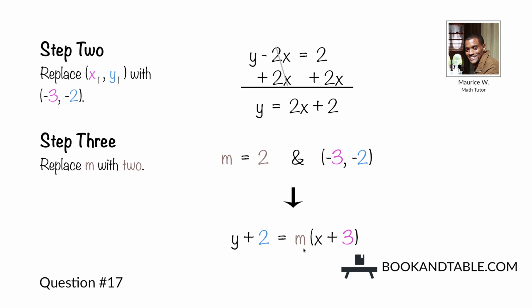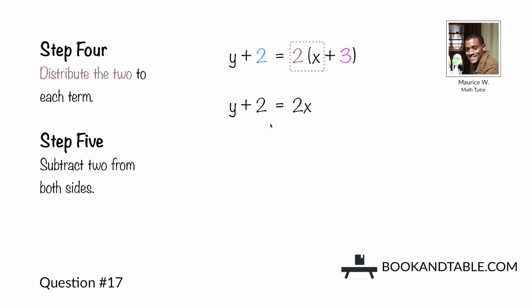And now step 3, replace the slope m with 2. So now we have the information we need to figure out the equation of this line. So step 4, distribute the 2 to each term, x and +3. 2 times x is 2x. 2 times 3 is +6. So you wind up with y plus 2 equals 2x plus 6.